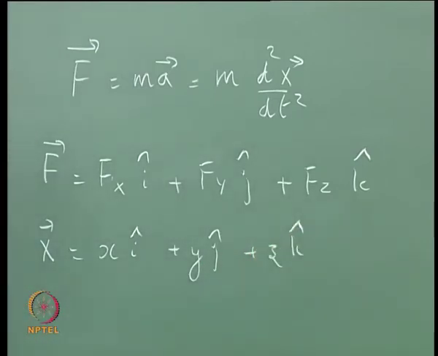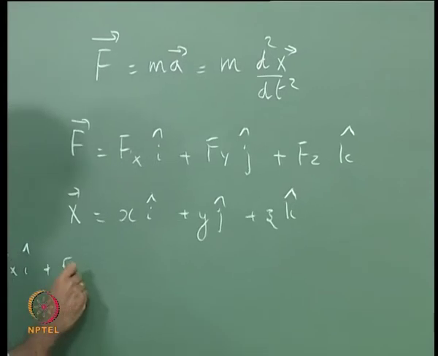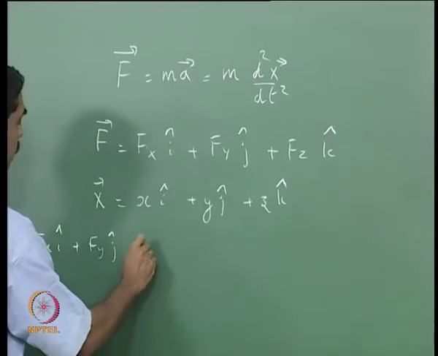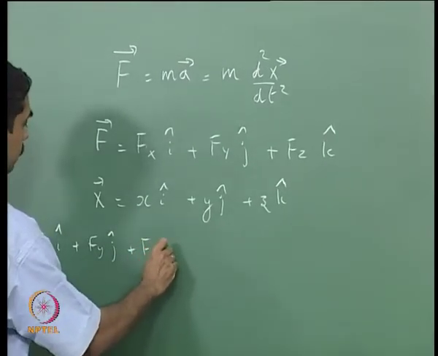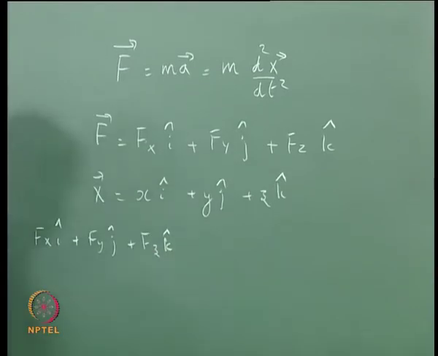Okay. So we can write this as Fx i plus Fy j plus Fz k. You may wonder, it's a trivial exercise, but let's see what happens.